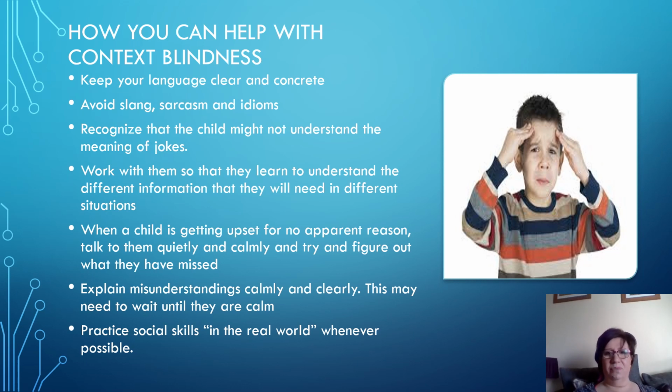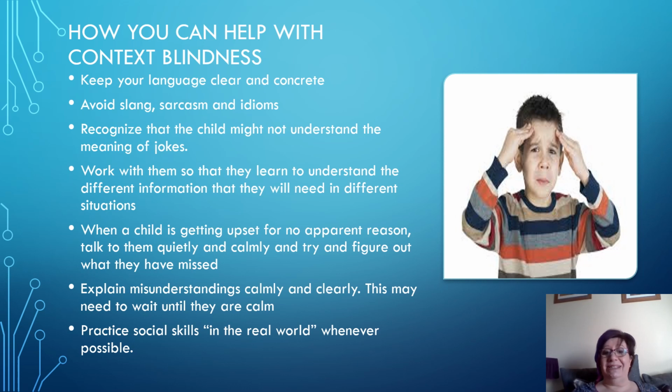Recognise that the child might not understand the meaning of jokes that are being told. You might need to do some explanation so they're not reading it wrong. Work with them so that they learn to understand the different information that they're going to need in different situations. So think about planning and organising and using social stories. How are you going to figure out this situation?